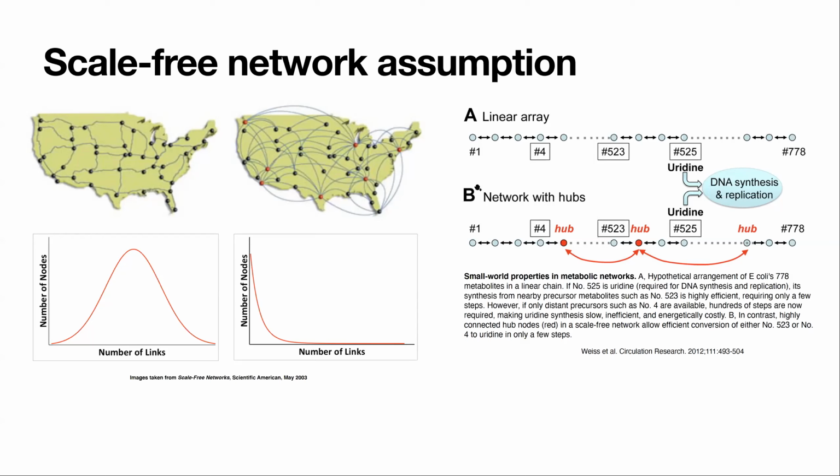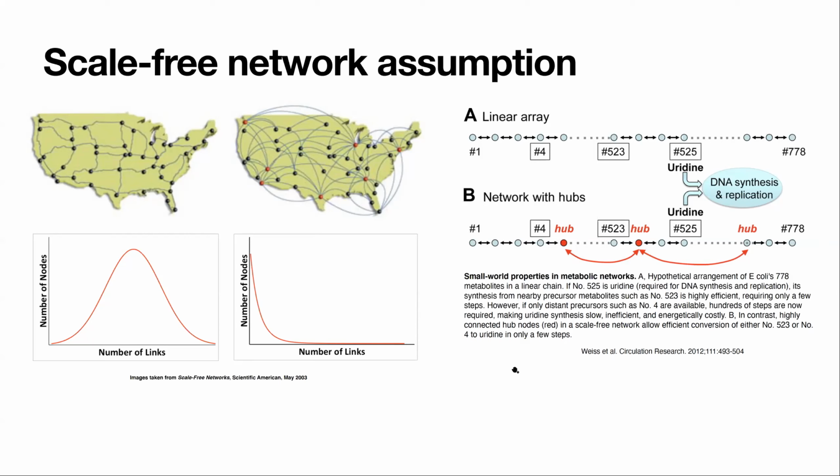Whereas if we think about hubs and think of it in a scale-free network type of paradigm, we can get quickly from the beginning of the linear array to the end of the array by moving from hub to hub, and if any of the smaller nodes in between fail, we're able to bypass them and still get the work done.